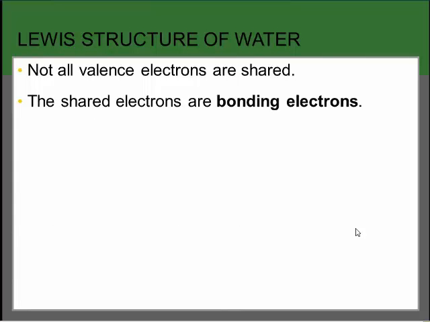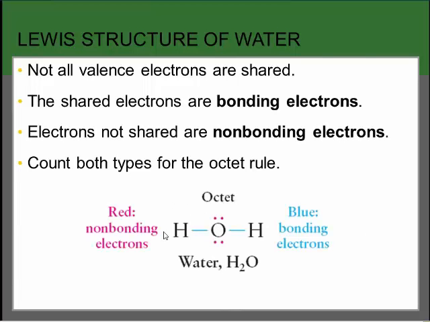So here we'll show the Lewis structure of water, and we observe that not all the valence electrons are shared. Shared electrons are the bonding electrons, and they appear as these blue lines between the O and the H and the O and the leftmost H. Electrons that are not shared are called non-bonding electrons, and they are shown here as the red dots. So there are 2 non-bonding lone pairs of electrons on the oxygen.